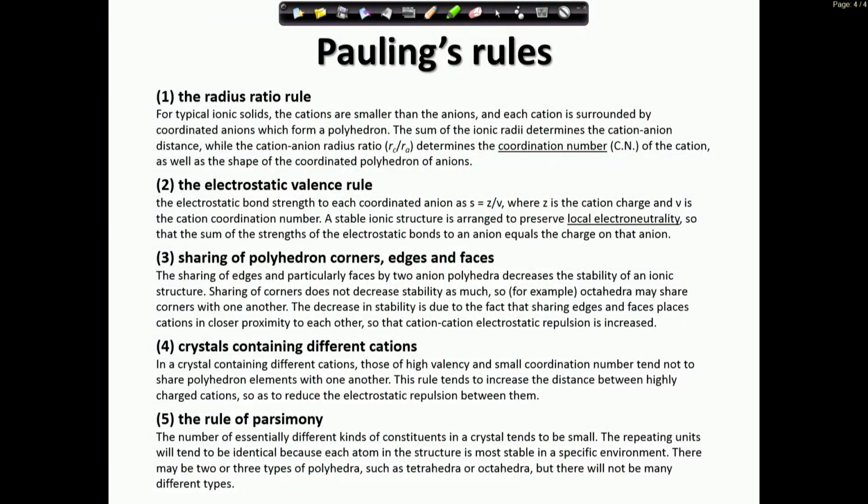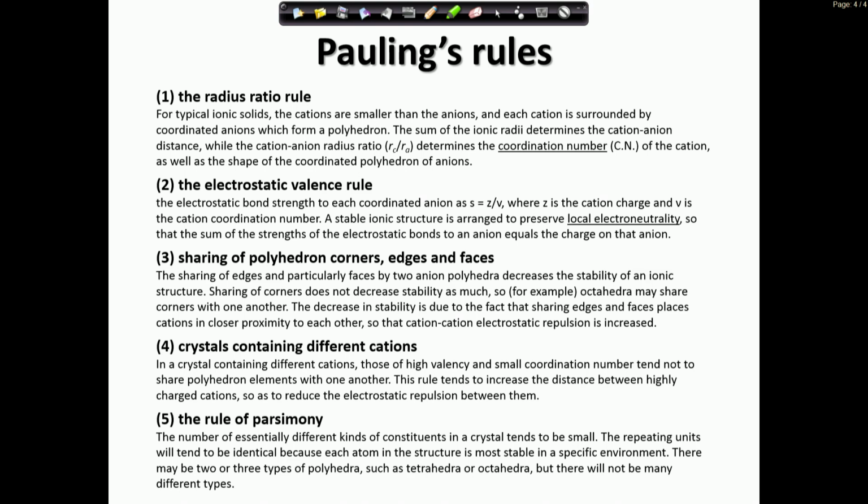And the last rule, in my humble opinion, the least useful, but it's also interesting to observe. There is usually a small number of different polyhedra in one structure, and more specifically, one type of atom tends to have the same polyhedron in the crystal structure. Again, there are exceptions to that, but in general, you'll find that one type of cation typically occupies only one type of polyhedron in the crystal structure.